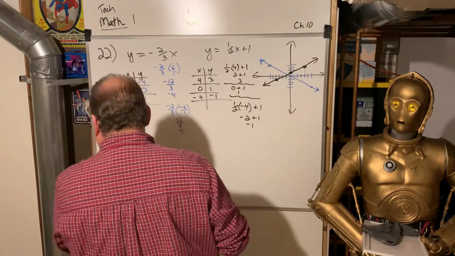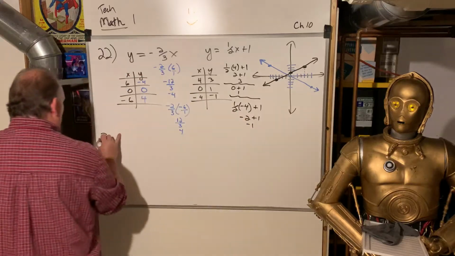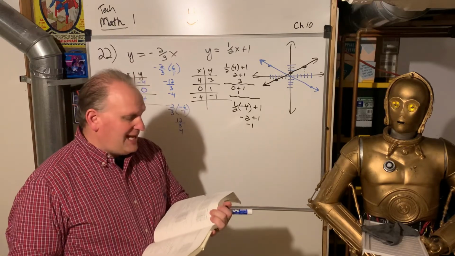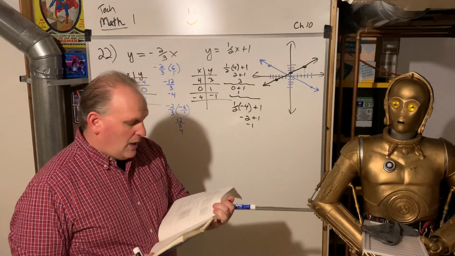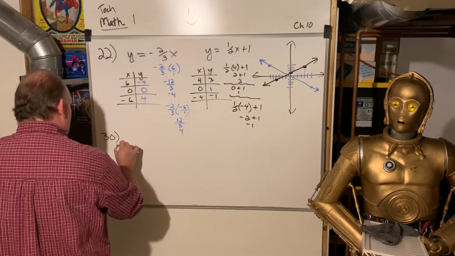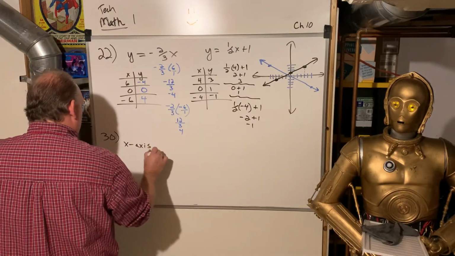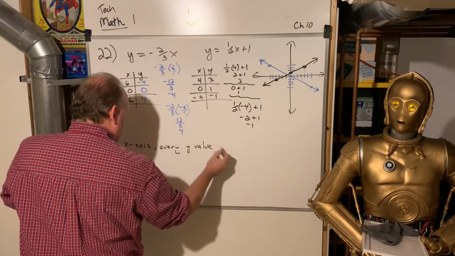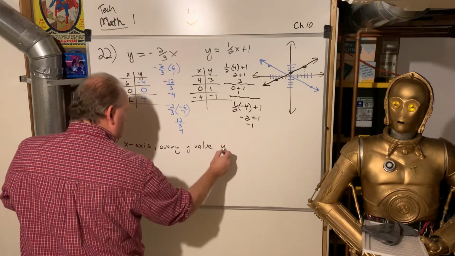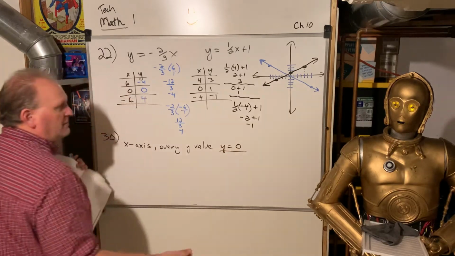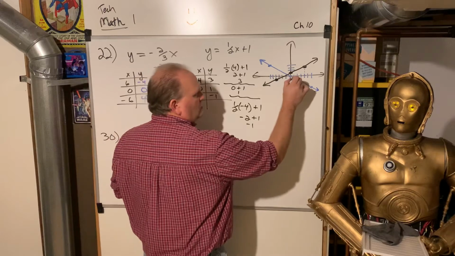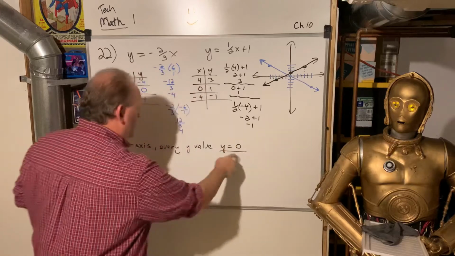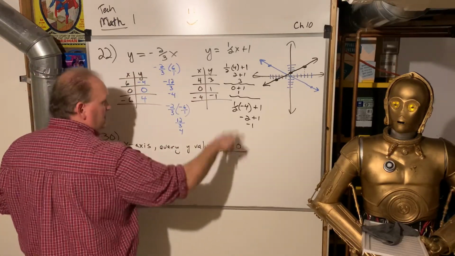Let's take a look at 30 and 33. So 30 is on the x-axis. Every x value is y equals, well, 0, of course, right? If it's on the x-axis, every y value would be y equals 0. They didn't have the 0 in the blank. Think about it. This is 1, 0, 2, 0, 3, 0, 4, 0, 5, 0, 6, 0. It's always going to be, if it's on the x-axis, the y value is 0.